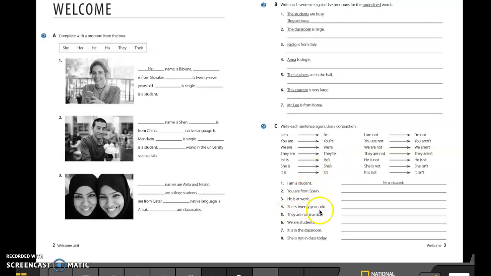She is 20 years old. She's 20 years old. There's the spelling there. They are not married. There's the negative with not. Here it is: they aren't married. We are students. What's the contraction? We're students. Right here, W-E apostrophe R-E. It is in the classroom. It's in the classroom right here. Here's another negative sentence. She is not in class today. She isn't in class today.